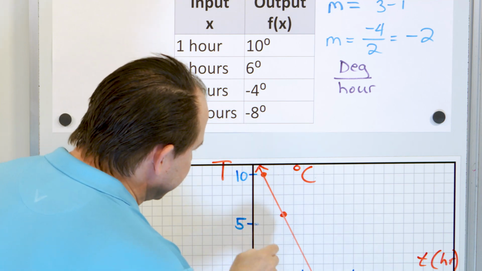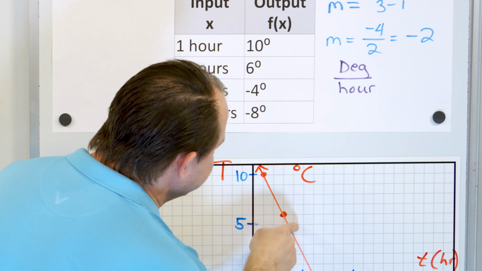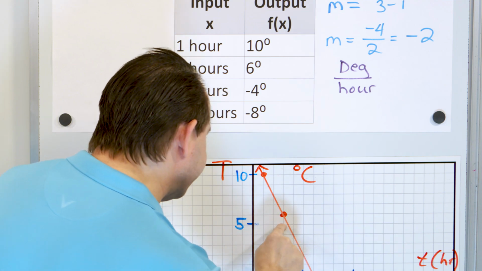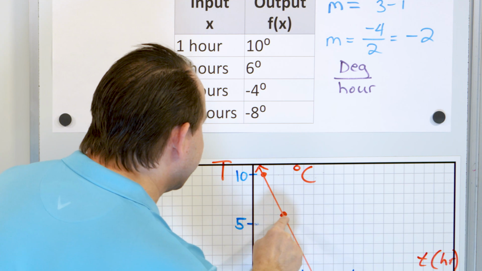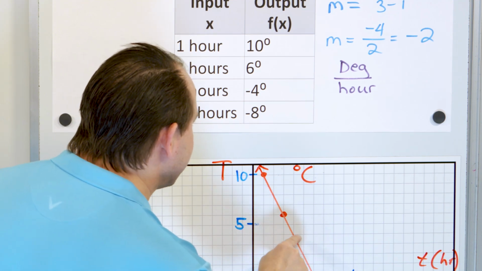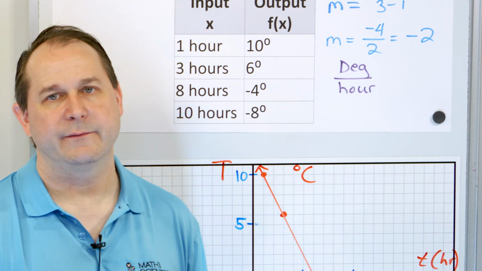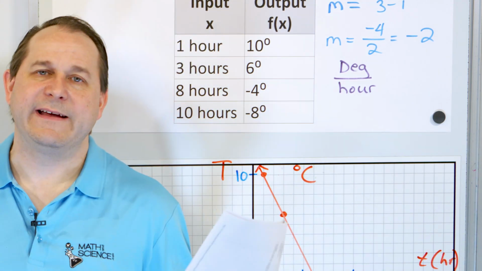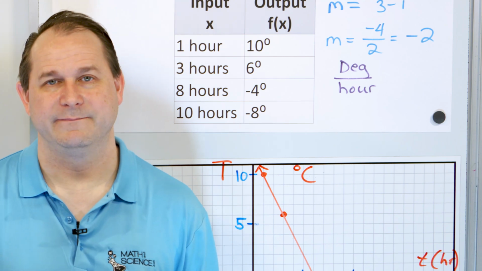And so you can kind of pick a point here. If I go an hour in the future, let's say from here to here, then I go down 2 degrees, and that's what I went down here, 2 degrees for the next hour. The next hour here is 2 more degrees down. That's what it means, okay? So again, rate of change. Let me take this one down and we'll do our final problem.